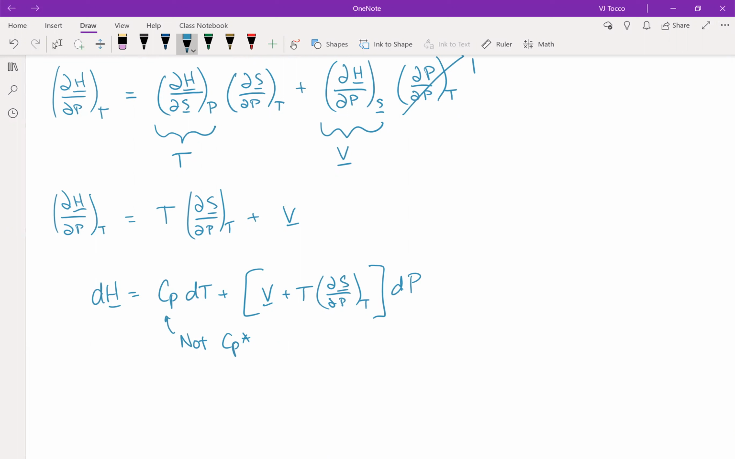So this is getting into the departure function area of thermodynamics, and that is a good place to stop for today, and we'll pick up with departure functions next time.